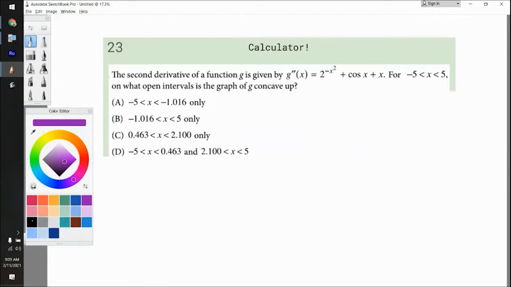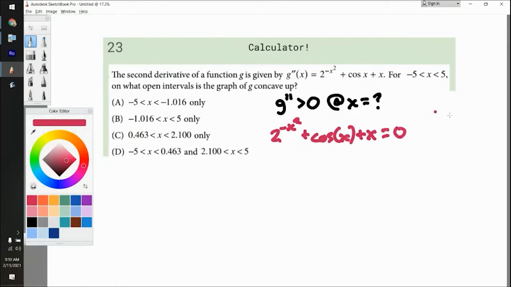Okay. So what I'm really going to be looking for here is g double prime. Where is this greater than 0? You know, at what x values, essentially. Okay. So to do that, I have to set that g double prime of x equal to 0, or undefined. There is no way to have a division by 0 here, so you don't really need to worry about the or undefined on that, but just make sure you don't forget about it.